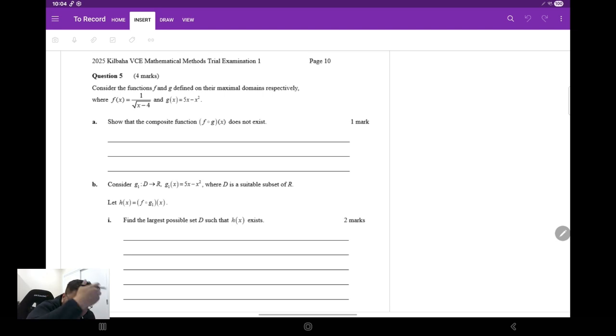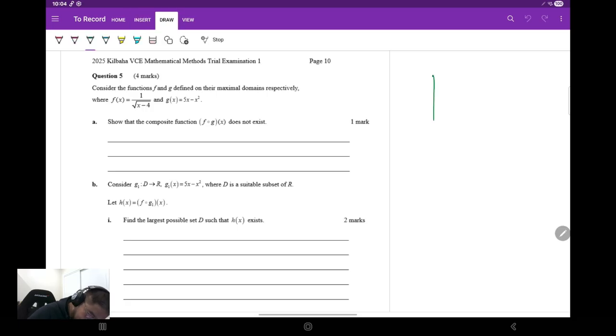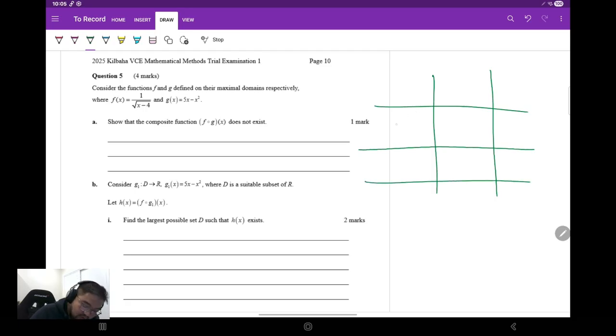All right, this is question 5 of the Kilbaha 2025 exam. It says show that the composite function fog does not exist. In doing this question, I'm going to first draw up a table with the domain, the range, and columns for f and g.